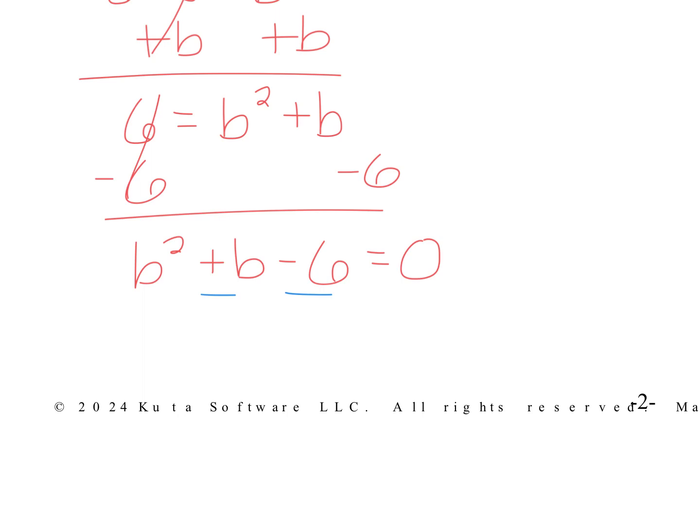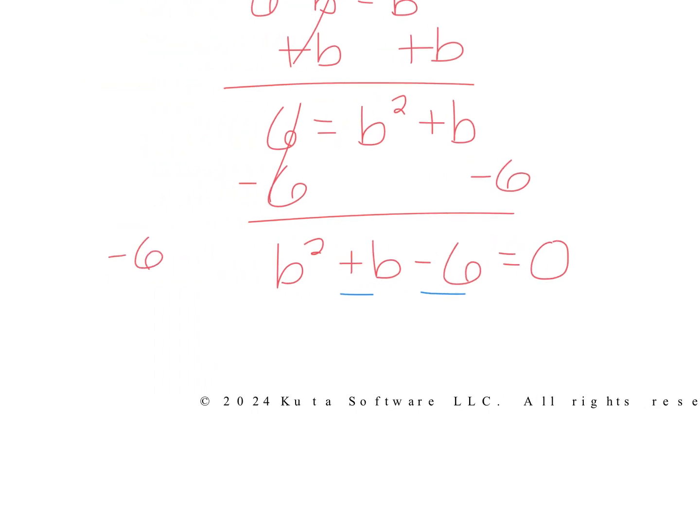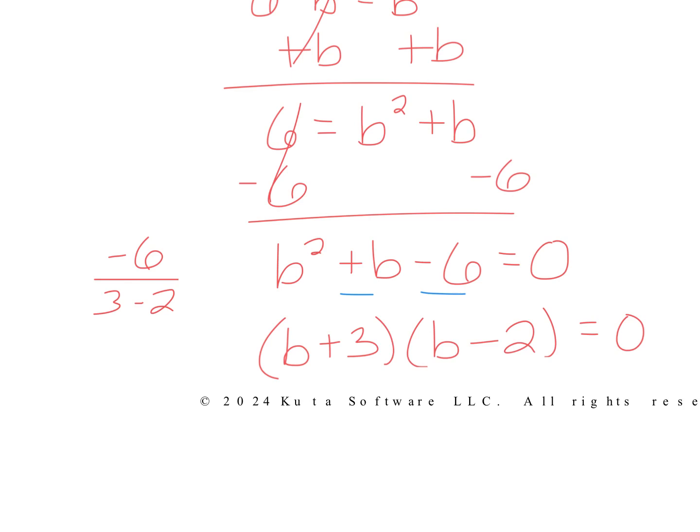Okay, I'm going to write it over here. If I have negative 6, 3, and 2, can they both be positive? No, which one's got to be negative? The 2, right? 3 times negative 2 is negative 6. 3 minus 2 is 1. So we got it. So now we just write b plus 3 and b minus 2 equals 0.